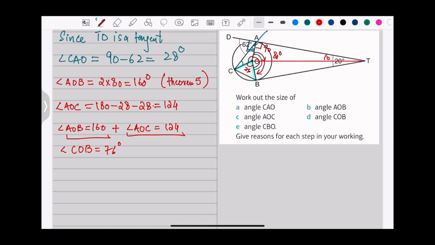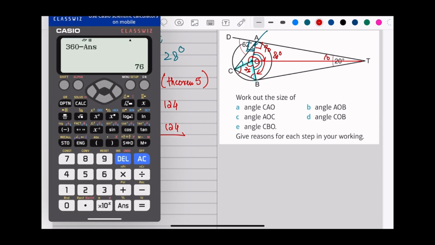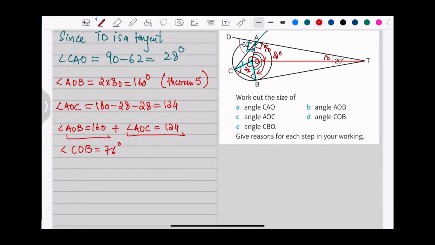And angle CBO, since it was an isosceles triangle, this angle and this angle are going to be the same. So 180 minus 76 and divide that by 2, which gives you 52. So each angle CBO is going to be 52. The reason is isosceles triangle.